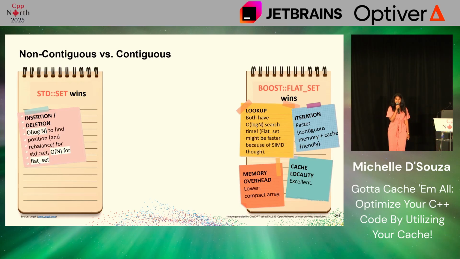And std set really wins when you have a lot of insertions and deletions, because it's often just O(log n) to find a position and rebalance if needed. But it tends to be O(n) for a flat set, because when you insert into a vector and you want to keep that sortedness, you potentially need to move things around. The Boost flat set has so many other wins. Lookup time could be faster, iteration as well, memory overhead is lower, and cache locality is excellent.